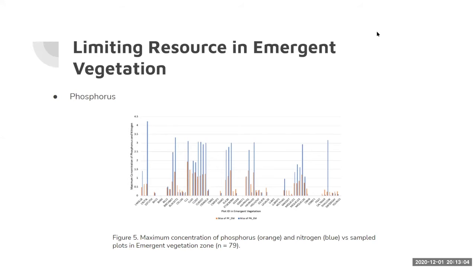In this graph, we present the total nitrogen and phosphorus of each site within the emergent vegetation zone. The orange lines represent phosphorus, while the blue lines represent nitrogen. With this, we can see that the limiting nutrient with respect to our two elements of this region is phosphorus, as it is found in the lowest quantity in the majority of our sites.